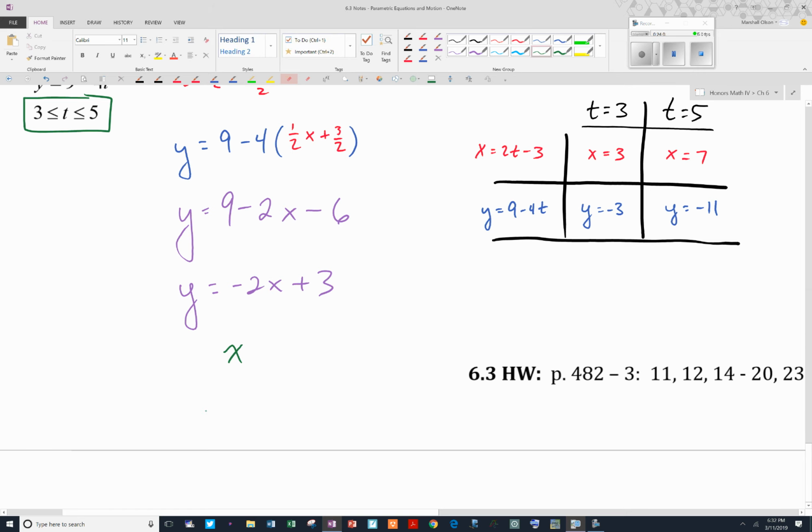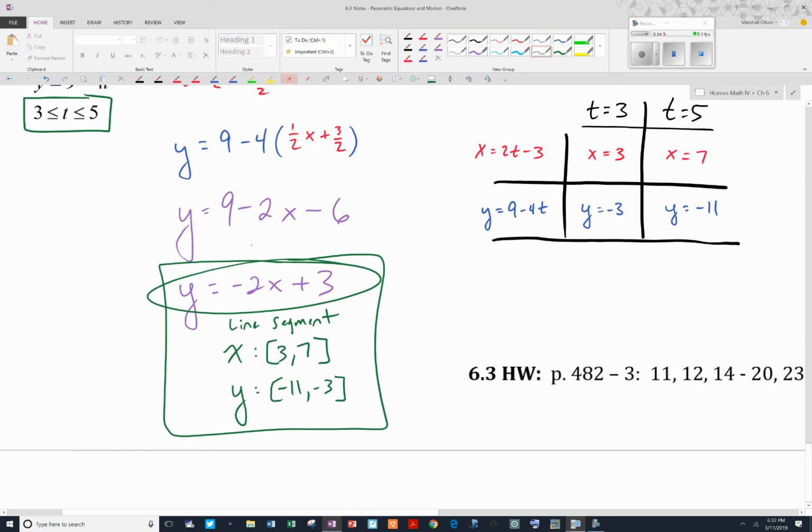This is the line segment whose endpoints are (3, negative 3) and (7, negative 11). And we can give that as a domain and a range as well. Our domain is going to be x is everything from 3 to 7. I'm just using my two values here. Y is everything from, you got to be careful here, make sure you put your smaller value first. So y is going to be everything from negative 11 to negative 3. Negative 11 is smaller. So this is a line segment along this line, but with the accompanying domain and range.